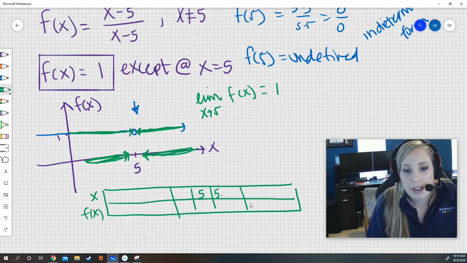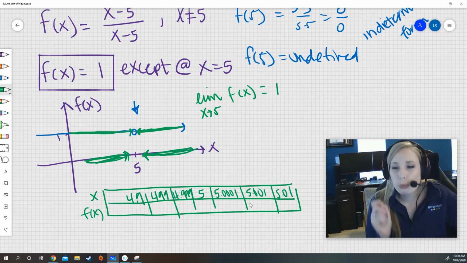So maybe we have 5.0001, 5.001, 5.01. And then we'll go the other direction as well. So this would be 4.999, 4.99, and 4.9. Because we want to get really close.